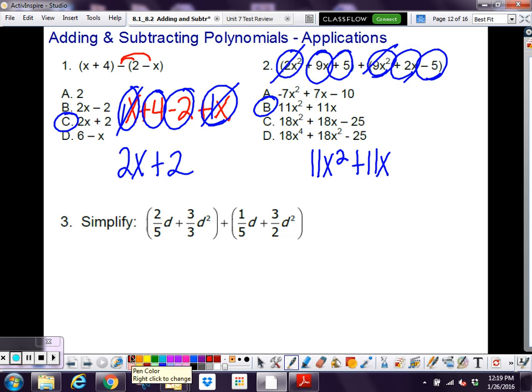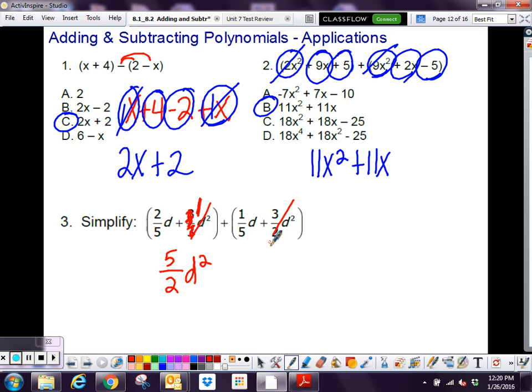Now don't let fractions freak you out because we do have calculators that can add these for us if we need it. So we're going to do the same thing. I could distribute that plus sign, but again, nothing's going to change, so I'm going to go ahead and just add these. So I have 3 over 3. Notice 3 over 3, that's really just 1. It's really just 1d squared. So I've got 3 over 3d squared plus 3 over 2d squared. So really that's 1 plus 3 over 2. And if I do 1 plus 3 over 2 in my calculator, that's going to get me 5 over 2 d squared.